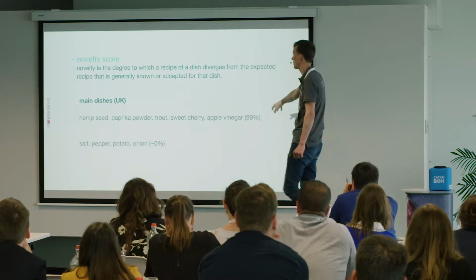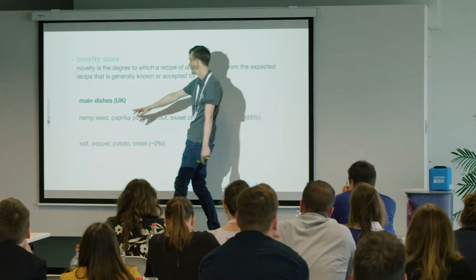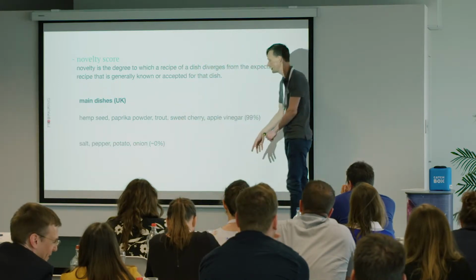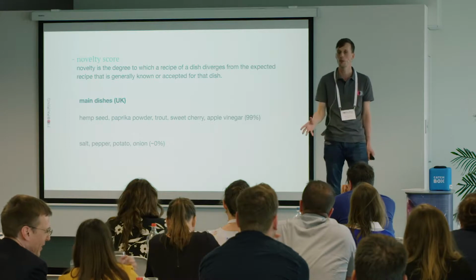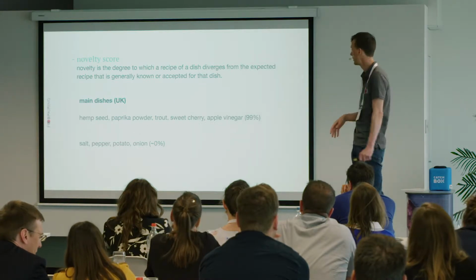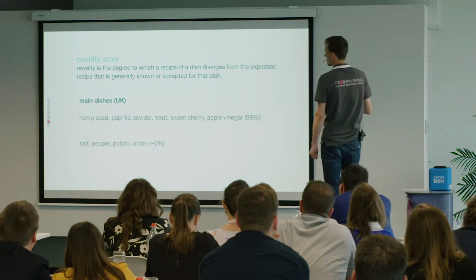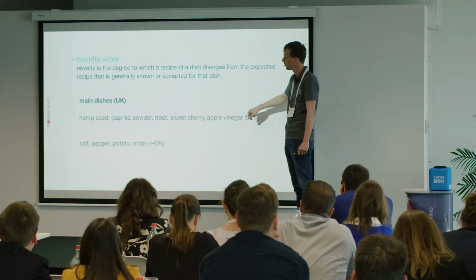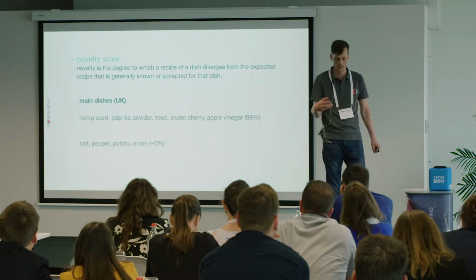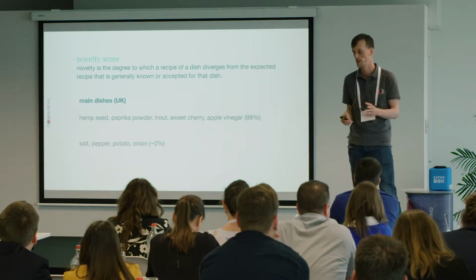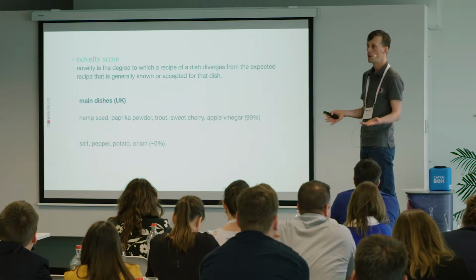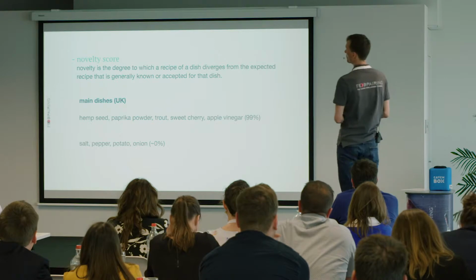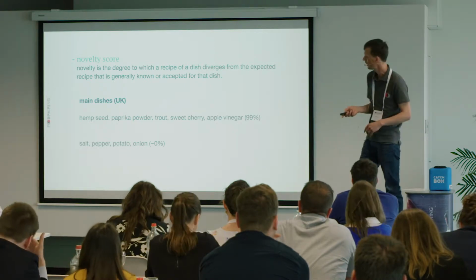While, for example, a dish that contains hemp seeds with bell pepper or paprika powder, trout, sweet cherry, and apple vinegar is a combination that nobody has made before, and it almost nowhere appears within the main dish. So that's a very high novelty score. That's something we also take into account to see where you are. We can look into your portfolio and see what novelty score you have, because that will influence the type of concept we have to take into account.